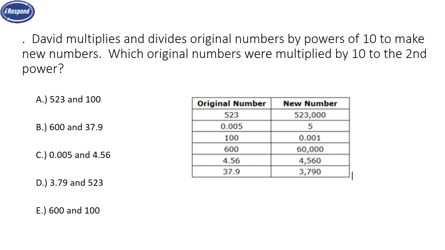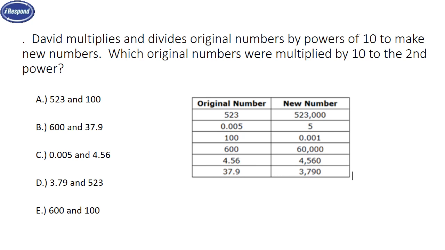And the last question said David multiplies and divides the original numbers by powers of 10 to make new numbers. Which original numbers were multiplied by 10 to the second power? So we're looking for a number that, when multiplied by 10 to the second, is going to move the decimal point 2 places to the right. If I multiply 523 by 10 to the second, which is equal to 100, it would be 52,300. So 523 is not the answer.